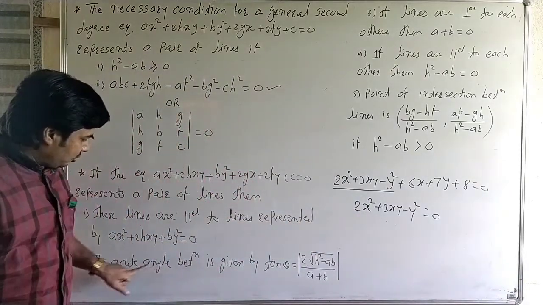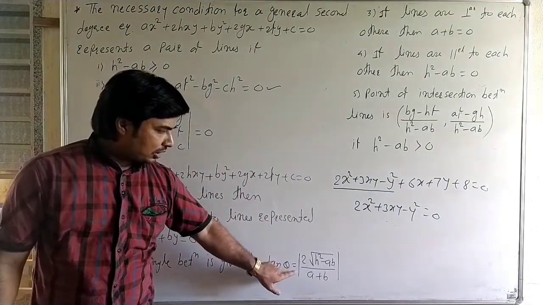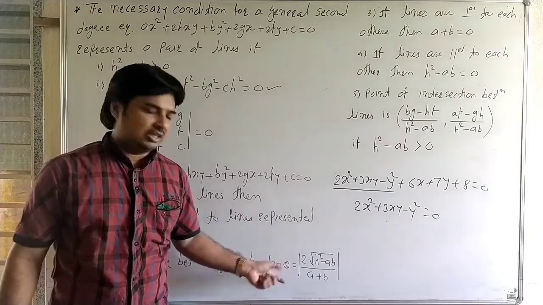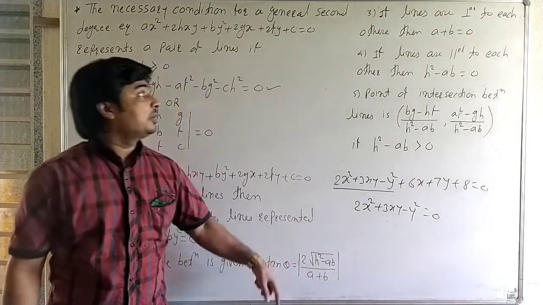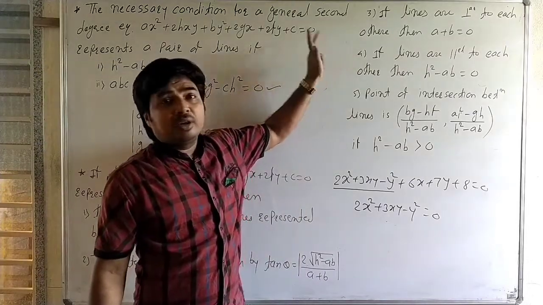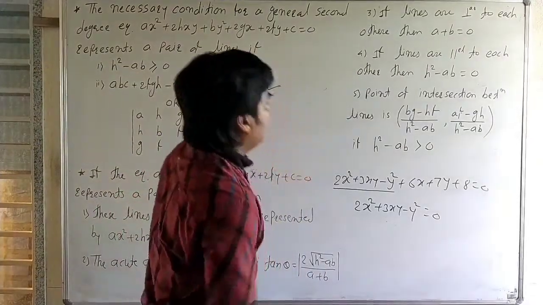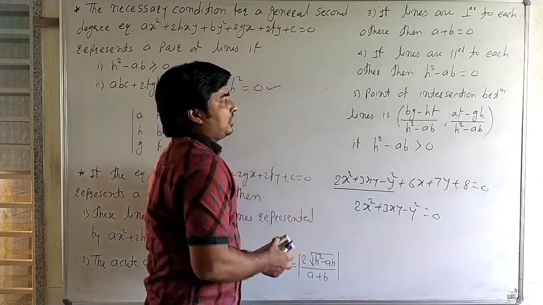The formula for the acute angle is the same for the general second degree equation: tan theta equals 2 times the square root of h square minus ab, upon a plus b. The parallel and perpendicular conditions are the same. Now there is a new condition: the point of intersection.